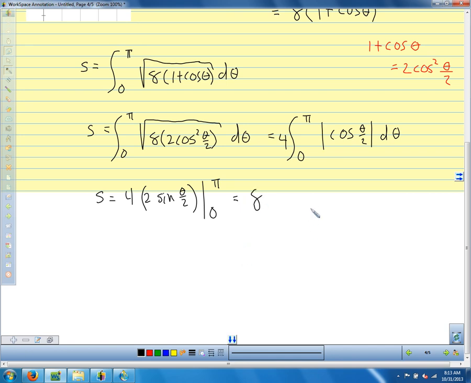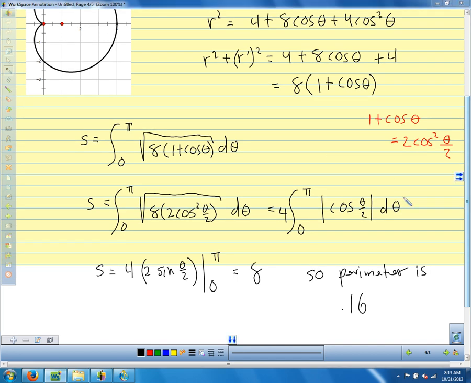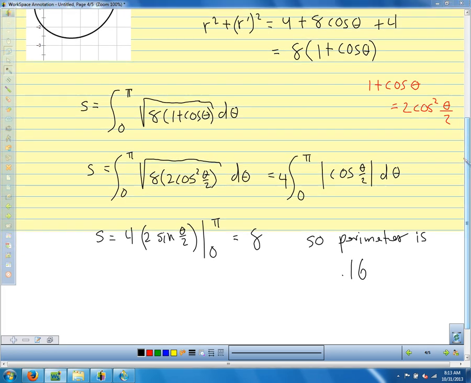So our total perimeter of the whole thing is 16 units. So after all that worry about our integral and how we do it, we end up with a nice number, 16. All right, questions on that process?